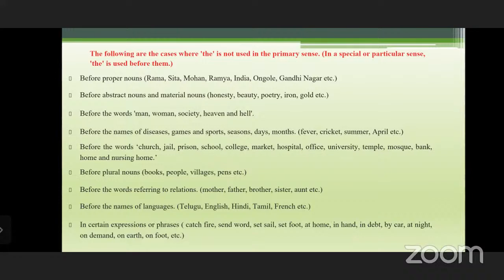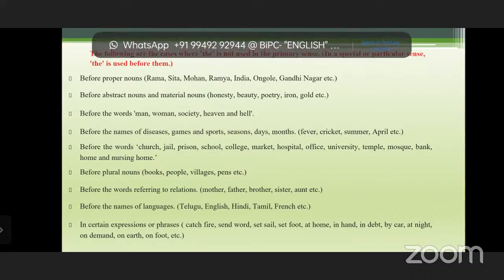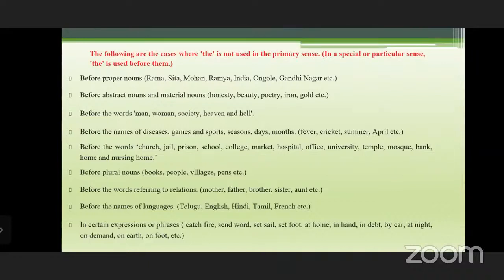And go for the next one, children. Before the words referring to relations, before the names of relations also, we should not use the definite article. For example, mother, father, brother, sister, aunt. And go for the next one. Before the names of languages, for example, Telugu, Tamil, Hindi, French, English. So before the names of languages also, if they are used in a primary sense, we should not use any article, definite article. And go for the last one.